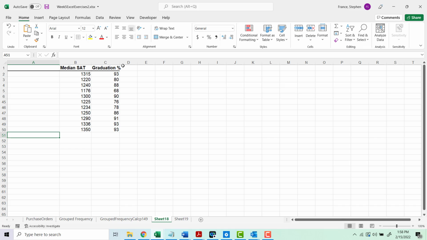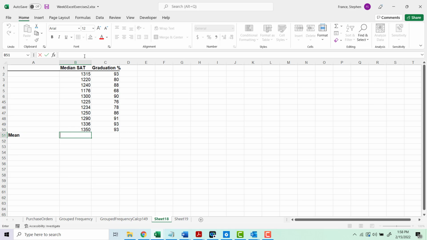First, we really need to calculate the mean and the standard deviation for these values, because we're going to utilize these when we calculate the correlation. So we're going to calculate the mean. Let's tell you what, we'll leave the standard deviation for the moment. I want to do it manually, a little bit unlike the book. So let's just do average, and this is for the median SAT, and the same with the graduation percentage.